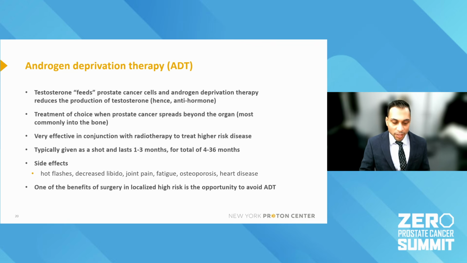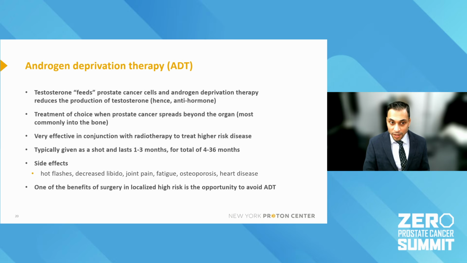The whole point here is to reduce the amount of testosterone in your body, because testosterone effectively feeds prostate cancer cells. And the treatment of choice, if the prostate cancer were to spread beyond the prostate gland and go to your bones, what we call metastatic disease, would actually be just ADT, anti-hormone therapy, because it's that effective in eliminating this, quote unquote, food source or sustenance source for the prostate cancer cells, and they end up dying out.